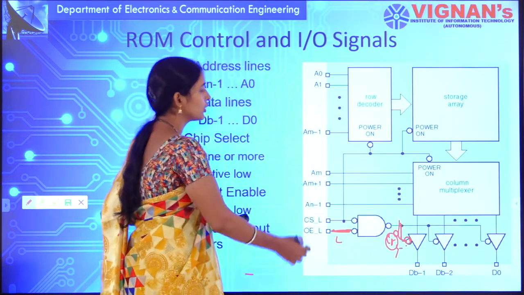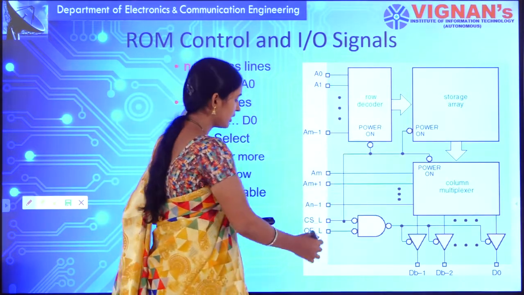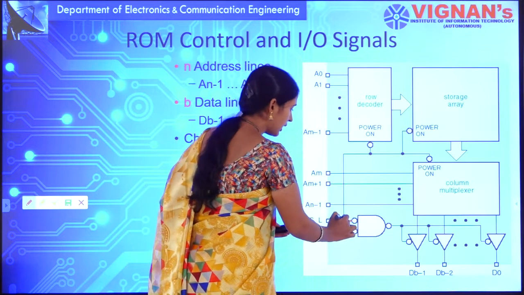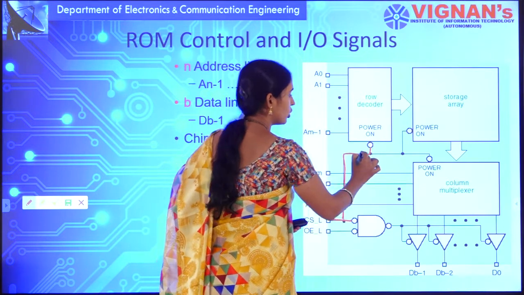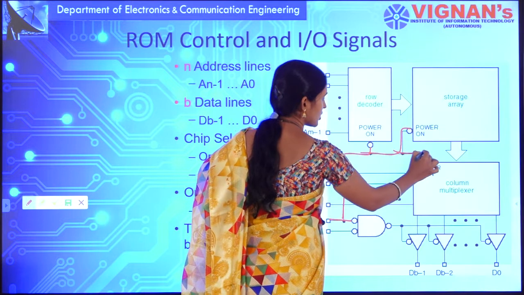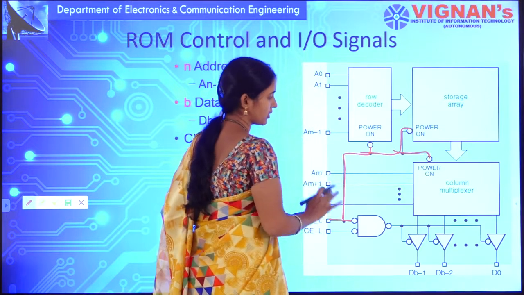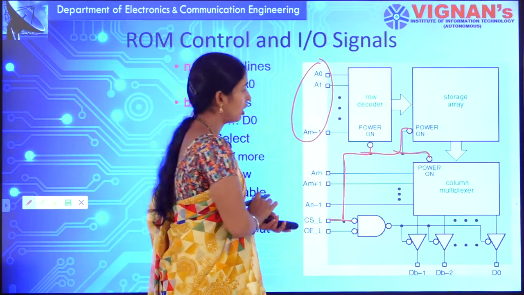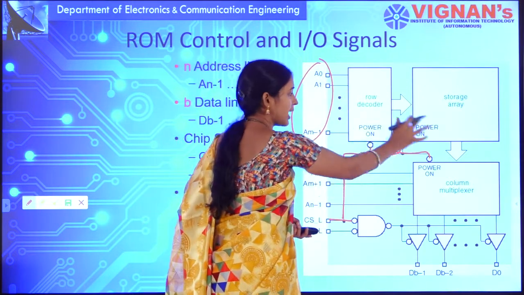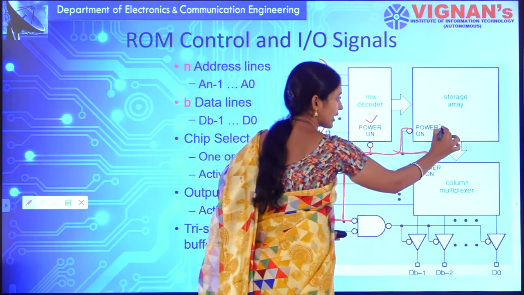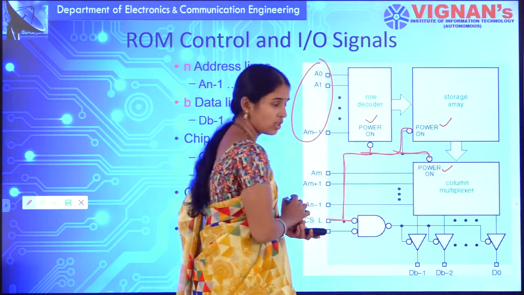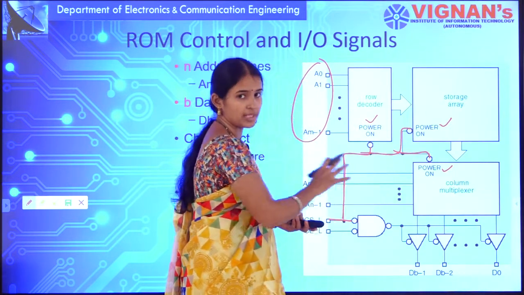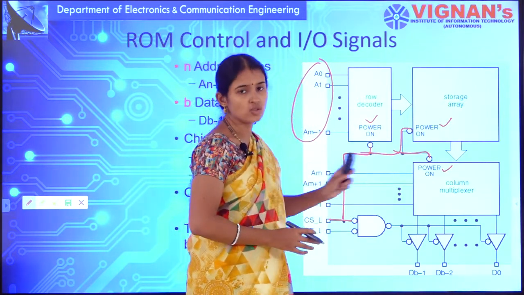At the same time, you can also power off the device. See here, if chip select is enabled low, it will be provided to the row decoder as well as the storage array and the column multiplexer. So when the address is available, these are all activated. The chip is enabled, and you can perform read or write operations.